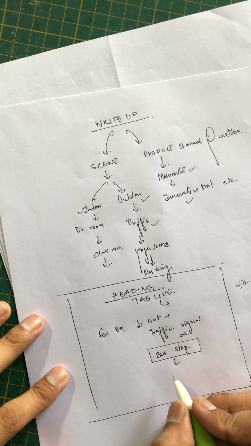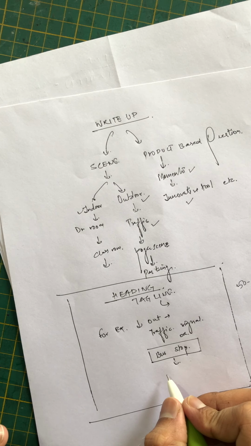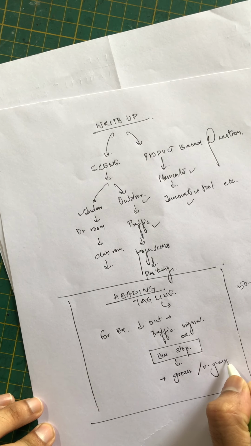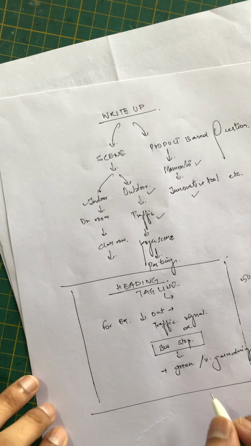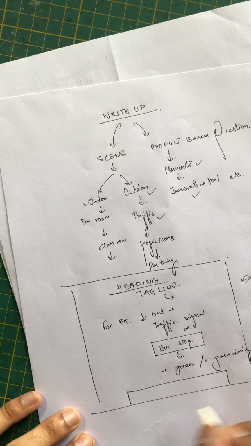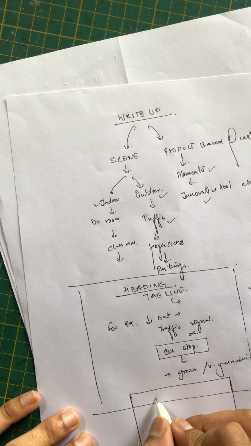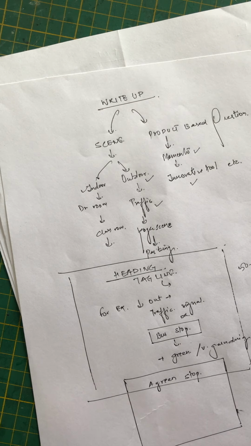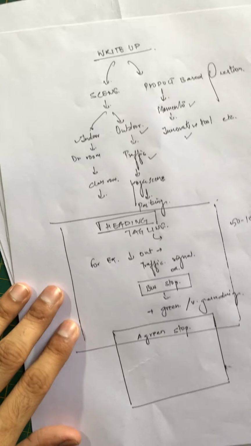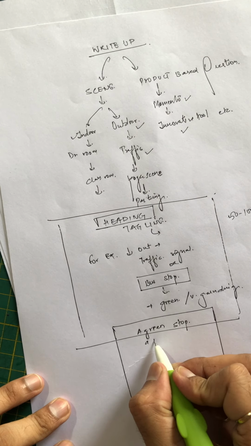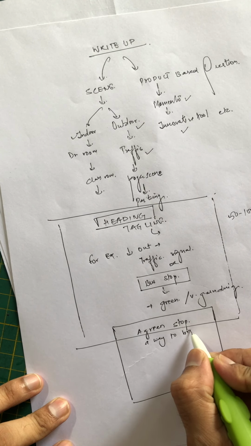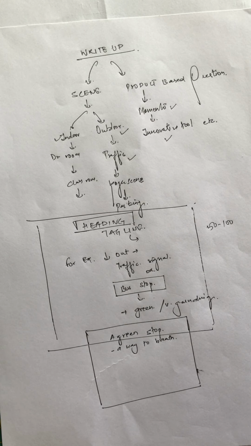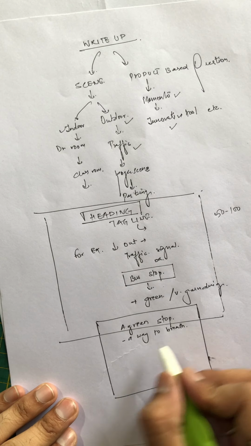For the bus stop, I have given a plus point, which is green, vertical gardening. I am going to call this a green stop. This is my heading. The next is a tagline: a way to breathe. But we need to write the write-up in capitals, so this is wrong.